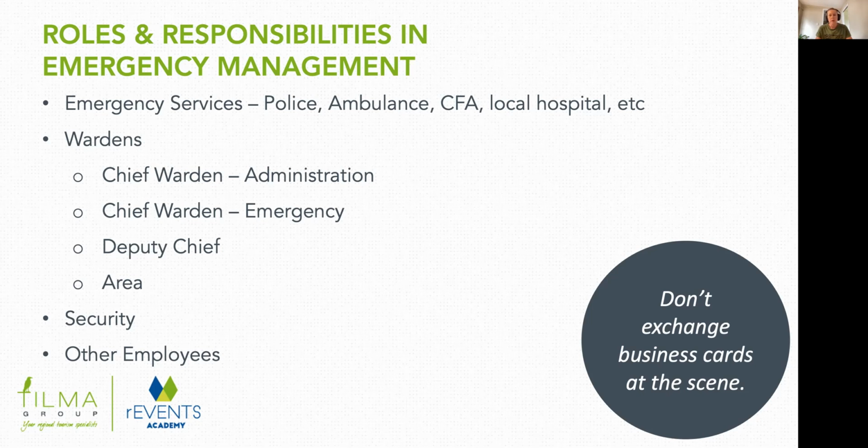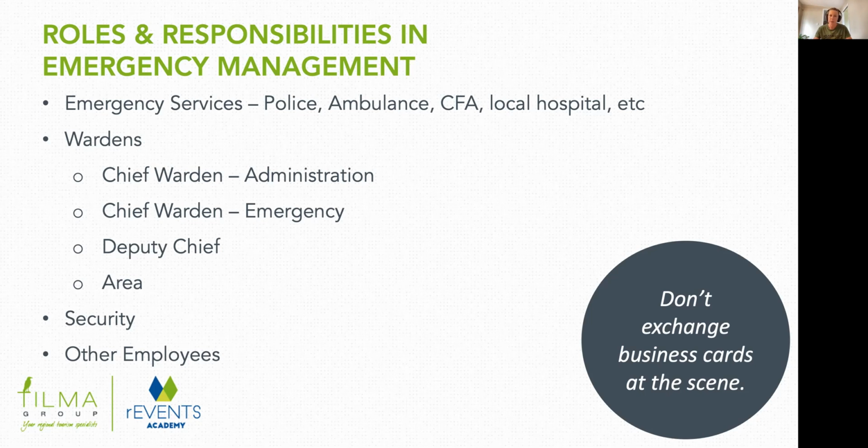Now, one of the really critical components in being prepared to manage an emergency is to make sure that all of the roles and responsibilities are clear. And I love that little comment in the grey circle: don't exchange business cards at the scene. That's a common comment when you're talking about emergency management. It's so important to make sure that everybody knows who's doing what. So if an emergency happens, everyone kicks into gear and they're able to manage it extremely well and as efficiently as possible to get that desired outcome.